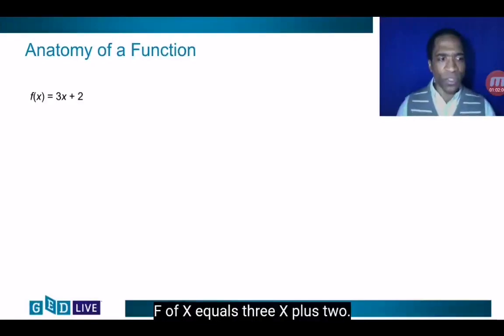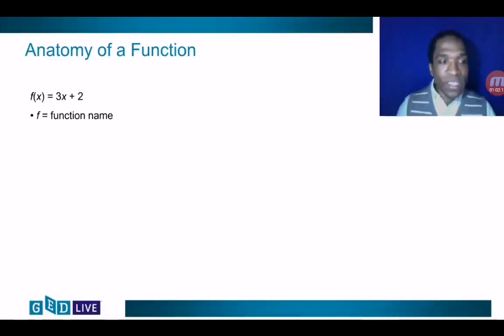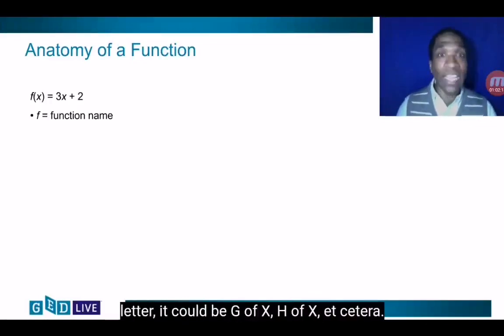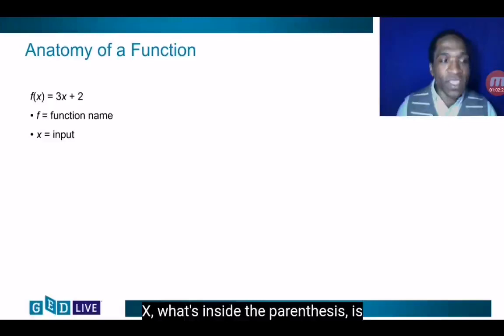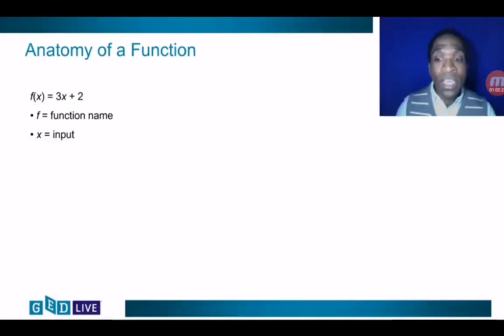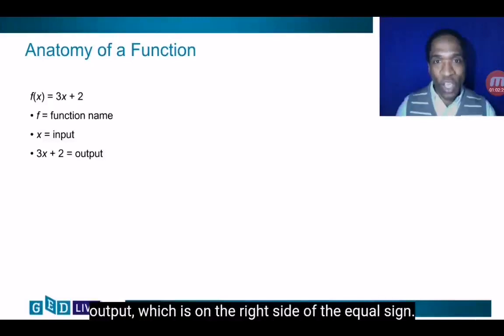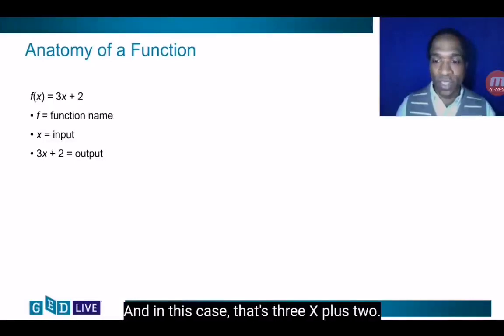f of x equals 3x plus 2. So in this anatomy of a function, here's how you dissect it. f is the function name, so it can have any letter. It could be g of x, h of x, etc. x, what's inside the parentheses, is the input. It's what we substitute in to the output, which is on the right side of the equal sign. And in this case, that's 3x plus 2.